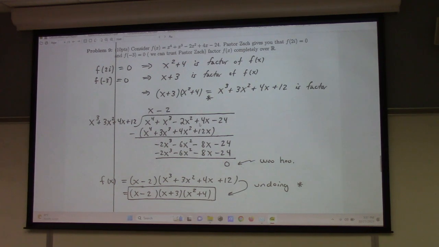Now, if you didn't think to do it like I did it here, you could also just divide by x squared plus 4, right? And that would have given you a quadratic, which you would have known that x plus 3 is a factor of. So even if you didn't think to multiply the factors, you still could have divided by just x squared plus 4. That still should have worked if you did your division carefully. So just saying there's other ways to do this problem besides the way I did it, okay?